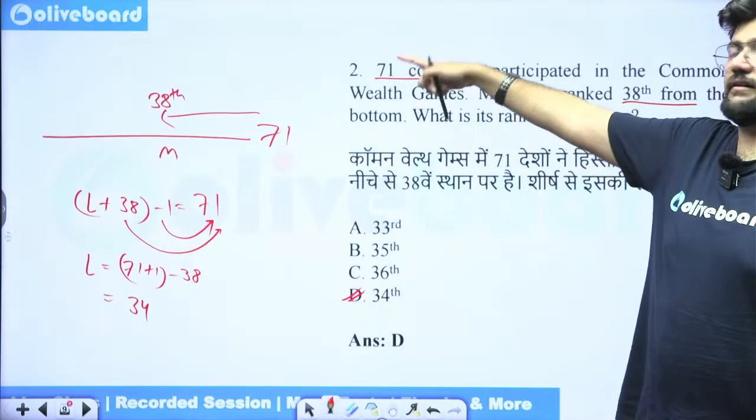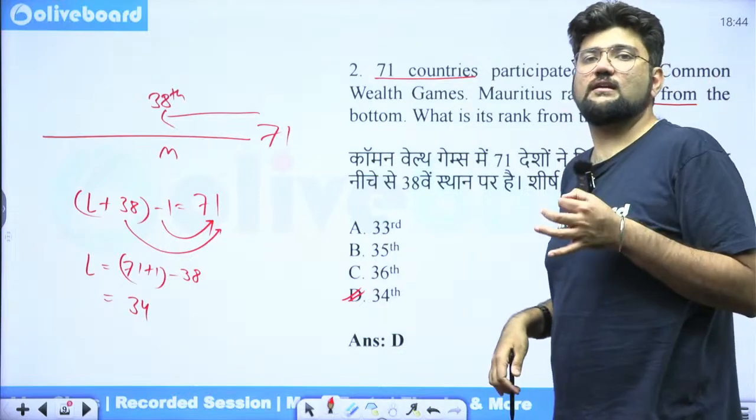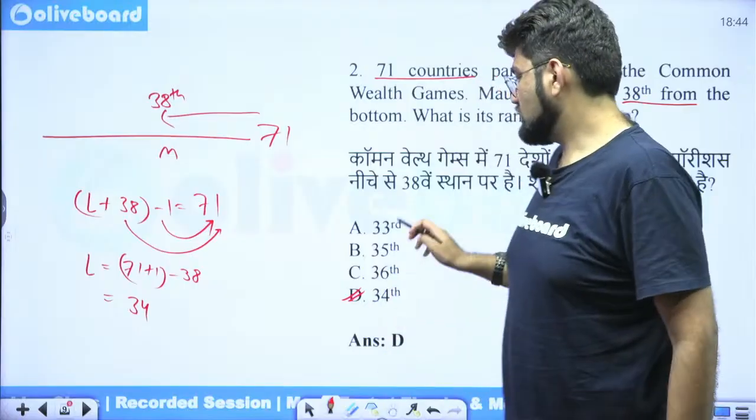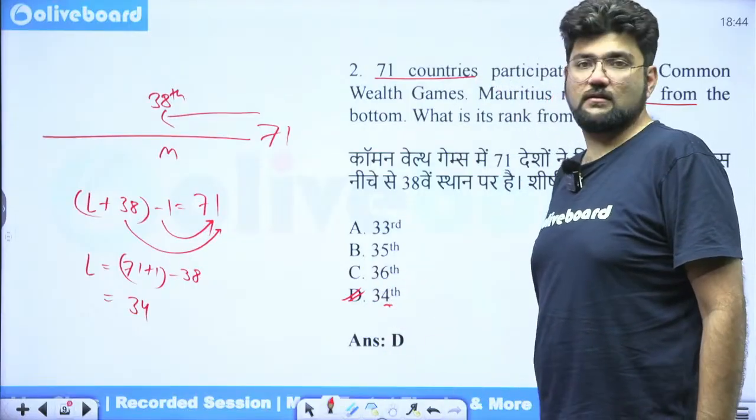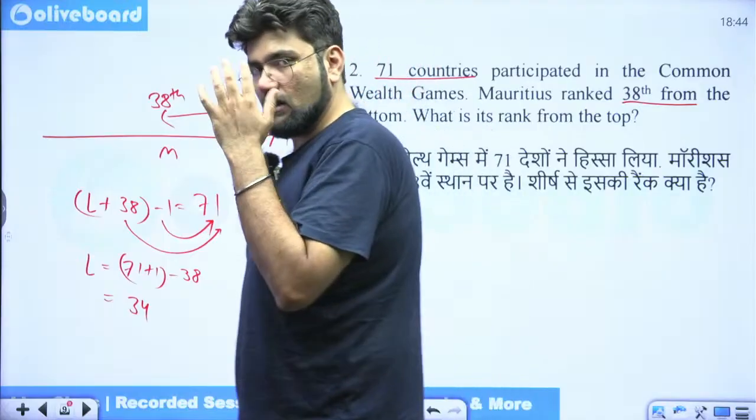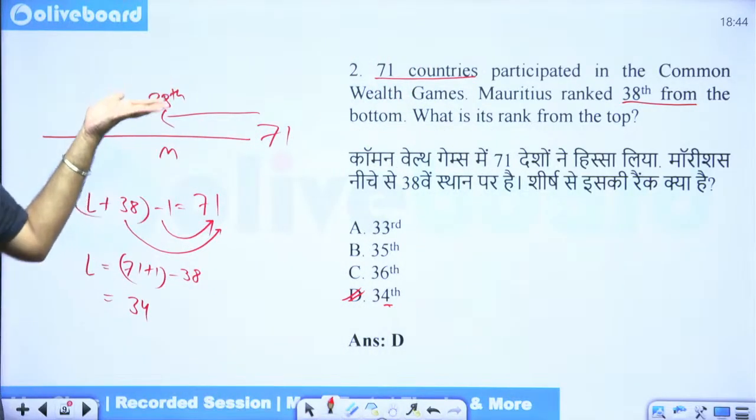I'll increase this by 1, 72 in my head, subtract 38. 72 minus 38. Unit digit is going to be 4 because 12 minus 8 is 4. Unit digit is 4 only here. You don't need to calculate everything. Okay, got it? Simple calculation, simple understanding. Right? So this is the proper method.